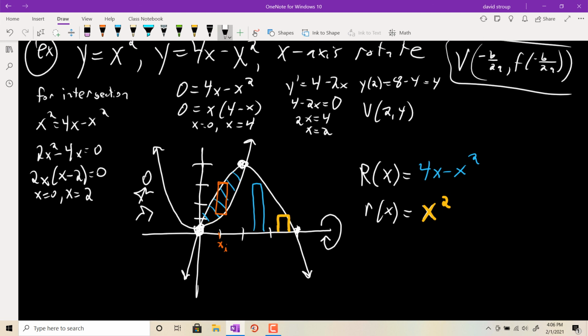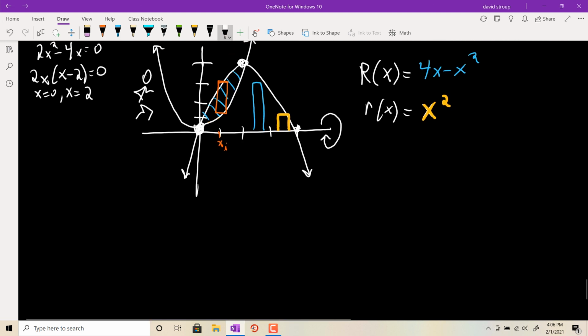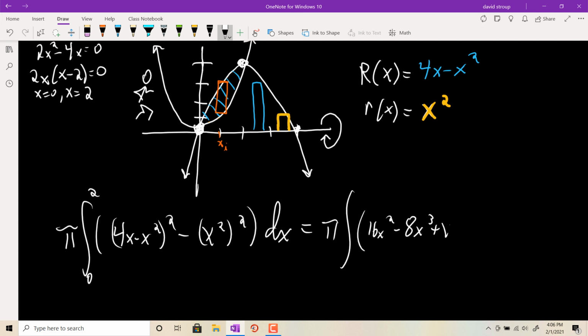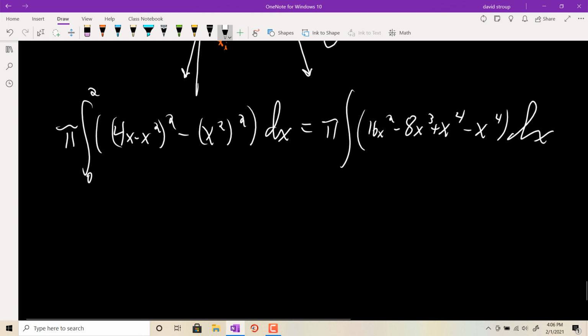Okay, and then it's just plug and chug. The Riemann man is going from 0 to 2 on the x-axis, and then big R of x squared will be 4x minus x squared, squared. And then little r of x squared will be x squared squared, and dx. And then we just have a little bit of math to do, right? Some integration. Okay, so 4x minus x squared, squared. So we get 16x squared minus 4x cubed minus 4x cubed is 8x cubed plus x to the fourth minus x to the fourth. So that's a nice little cancellation.